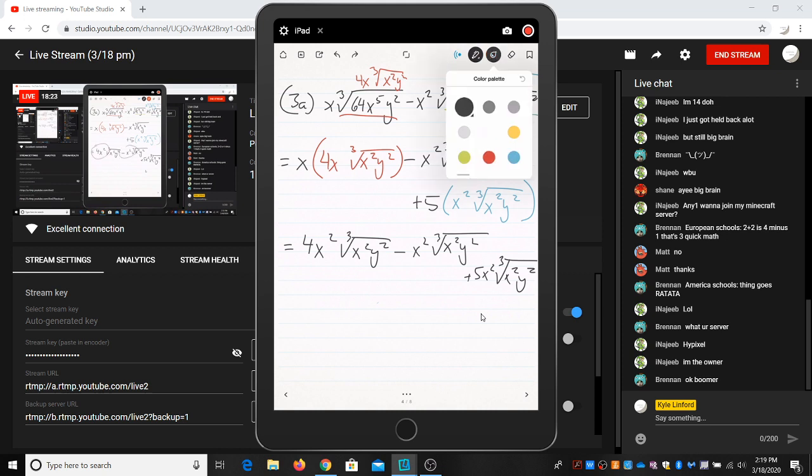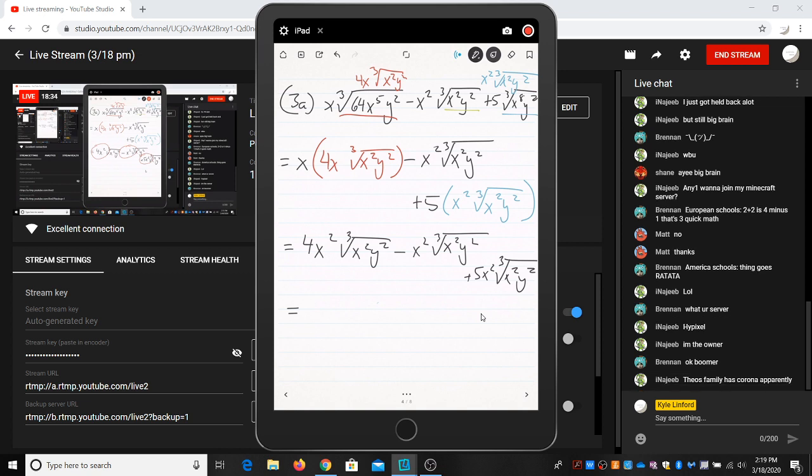Will they always be like terms? No. Be on the lookout for that, okay? Especially, I think, in the advanced practice. So 4x squared minus x squared is 3x squared. 3 plus the 5x squared makes 8x squared. And then we have the cube root of x squared y squared. That is going to be our final answer for the entire problem.